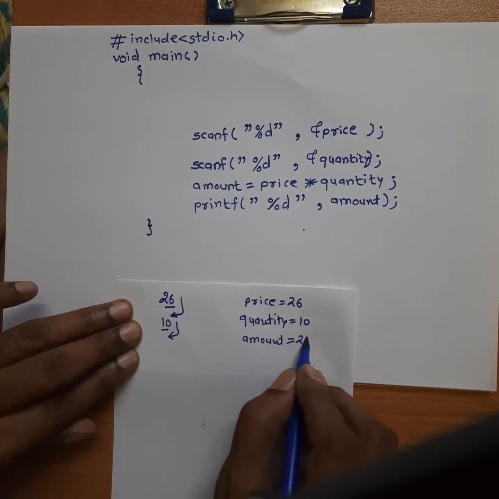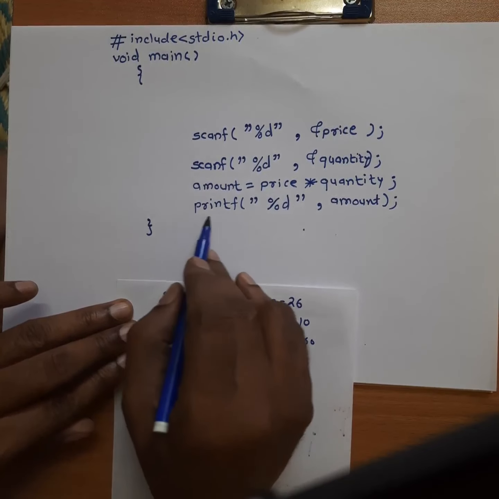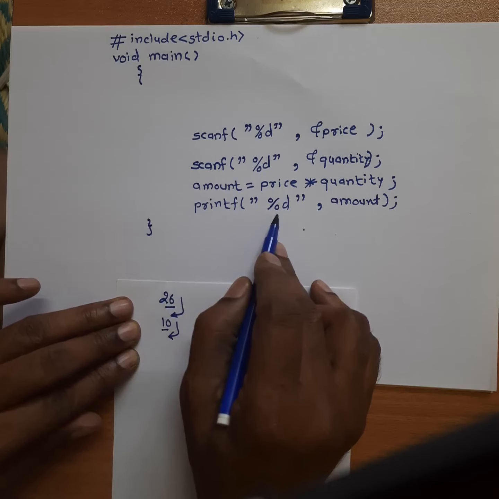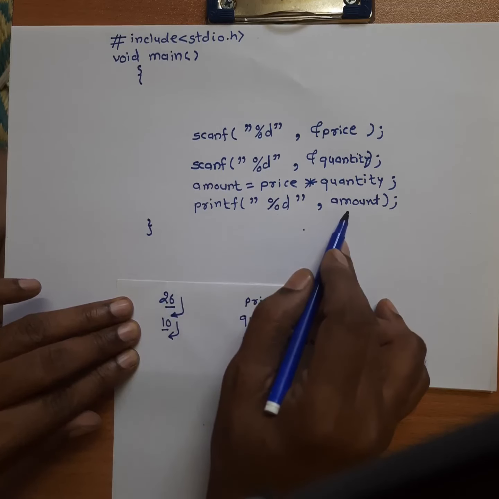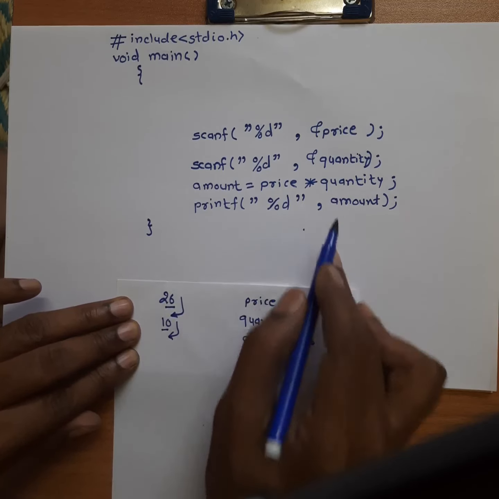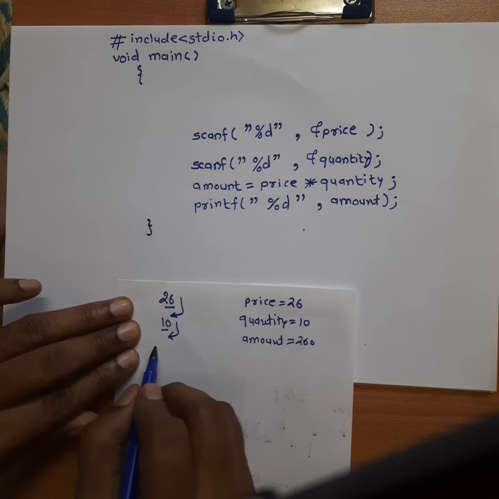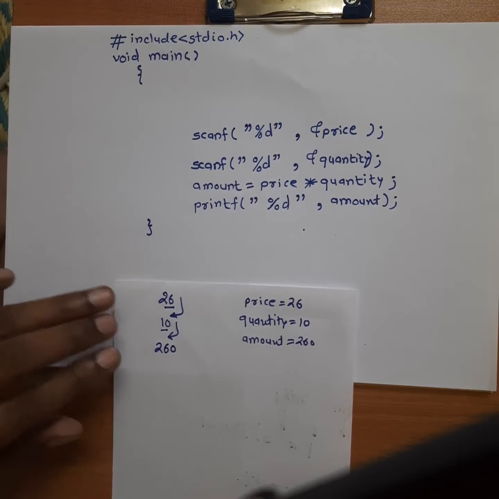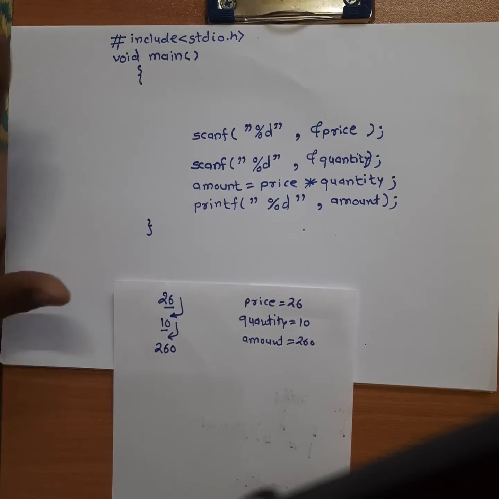Then it will calculate your amount. Amount becomes 260. Then the next statement, printf. You want to display something. What do you want to display? One integer number because of %d. Which integer number? The number which is present in amount. In amount we have 260, so it will display 260 on the screen. My dear student, this is not a complete program. I am just explaining the programming technique step by step.